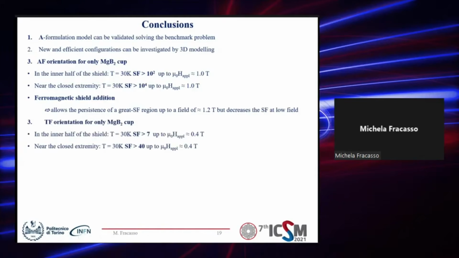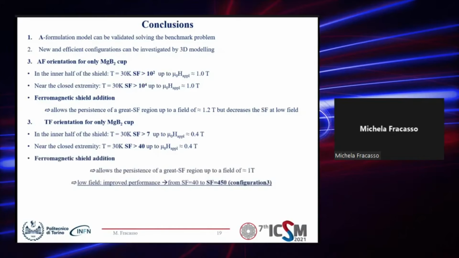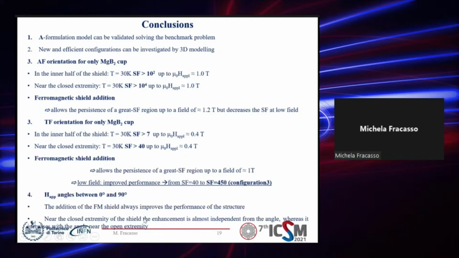Axial orientation, but in this case adding the ferromagnetic shield, first a shielding factor equal to of the shield where the enhancement is almost independent from the angle, while it increases with the angle near the open extremity.